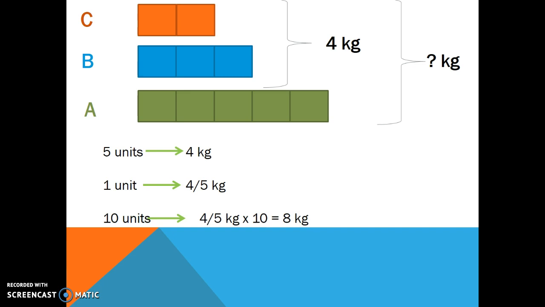If we multiply 4/5 times 10, we get 8 kilograms. And here's how I got that: we're really multiplying 4/5 times 10 over 1. We multiply the numerators, 4 times 10, we get 40, and the denominators, 5 times 1, we get 5. If we simplify the fraction 40/5, we get 8 kilograms.